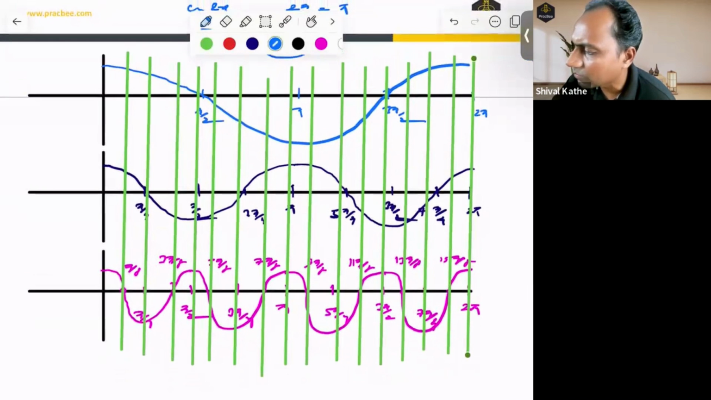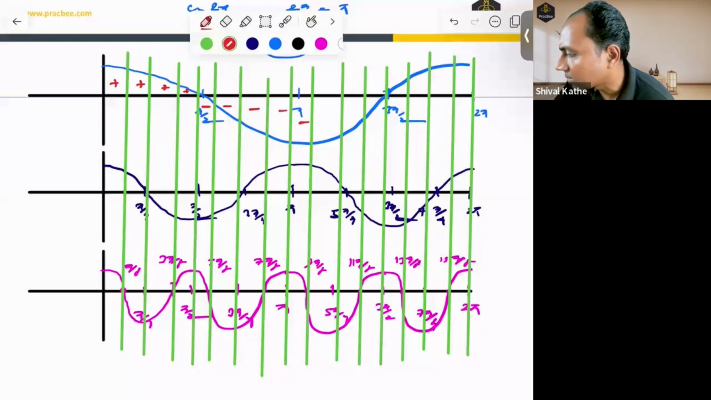Now what is happening? Let us go from that point to point. So this is positive, positive, positive, positive. Then negative, negative, negative, negative, negative, negative. Wherever the graph is below, negative; up, positive, positive, positive, positive.